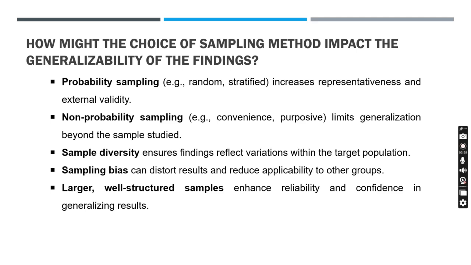And also another important point, which is about sampling bias. Okay, as we said, with non-probability sampling there is a high chance of bias. So bias can distort results and reduce the applicability to other groups, or the generalizability of the results.